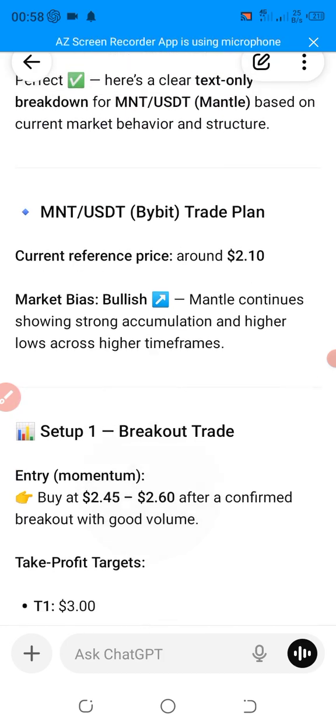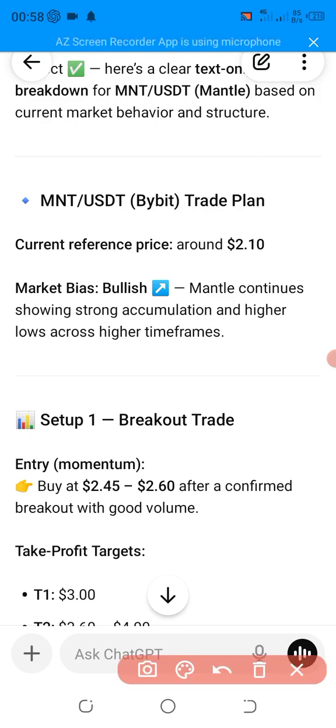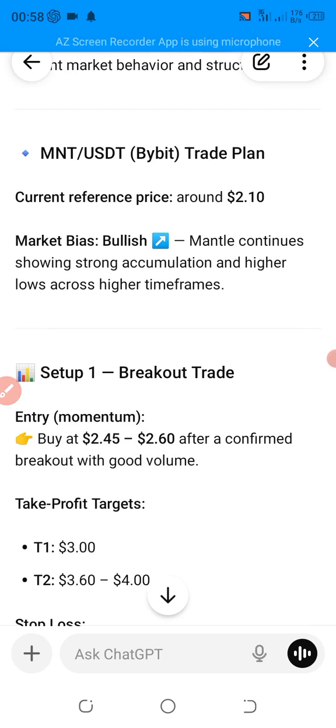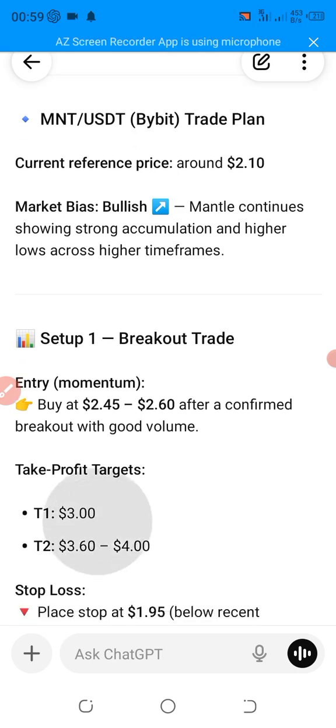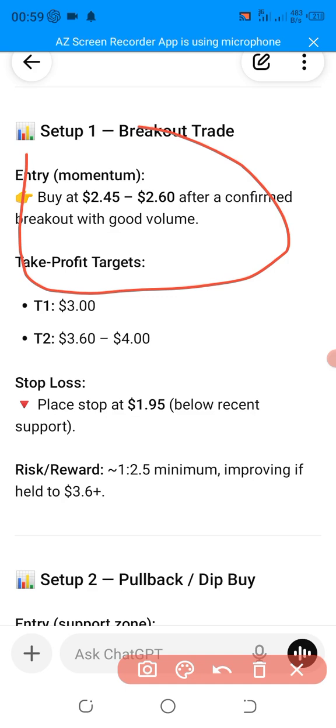You can see it's giving me two setups. You can see it says MNT USDT Bybit. You can also give a prompt to ChatGPT based on the exchange you are using. You can tell ChatGPT to give you a setup using the exchange that you trade on. You can see that it's telling me that if I want to buy at this price, I can buy. It says buy at 2.45 to 2.60 after a confirmed breakout with good volume.